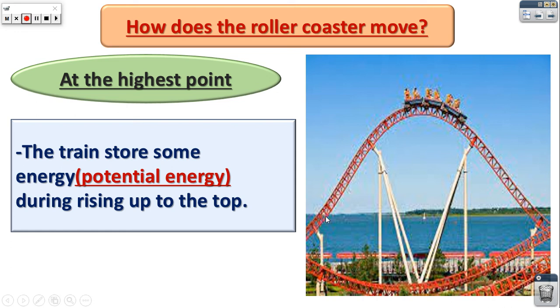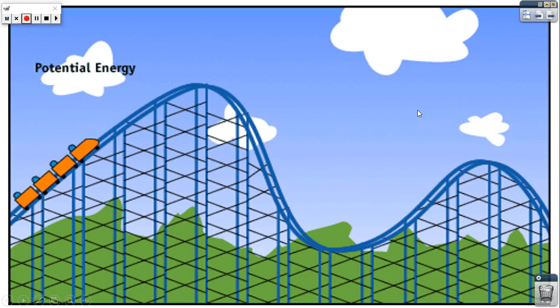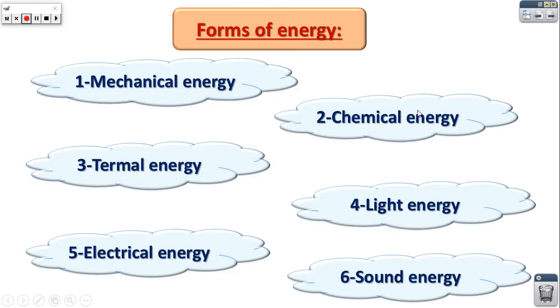So here at the beginning, the potential energy changes into kinetic energy when the train starts to move. And when the train of the roller coaster gets to the highest point, it stores potential energy here and starts to move down. So this stored potential energy changes into kinetic energy. One more time. Okay?